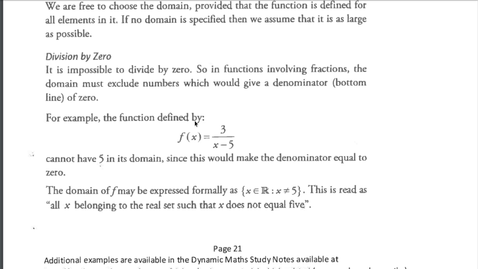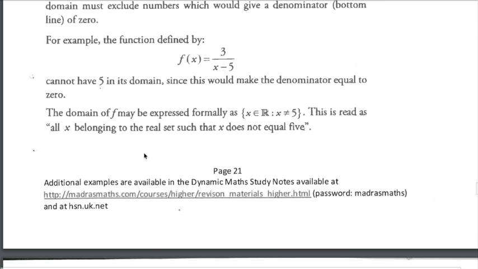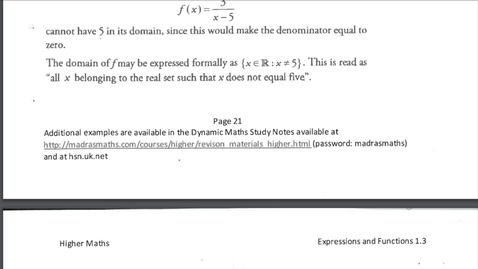So for example, this function here, f of x equals 3 divided by x minus 5. So here, the denominator, the term on the bottom, cannot equal 0. So this function cannot have 5 in its domain, because if x is 5, 5 minus 5 is 0, we end up trying to divide by 0. So the domain of f may be expressed formally as x is an element of R, which means x can be any number, then a colon, then x is not equal to 5. So it's literally anything except 5. And then remember curly brackets when using set notation.